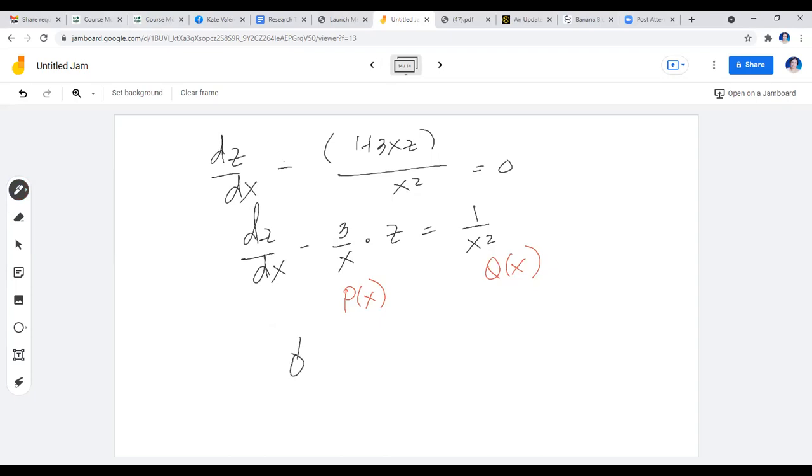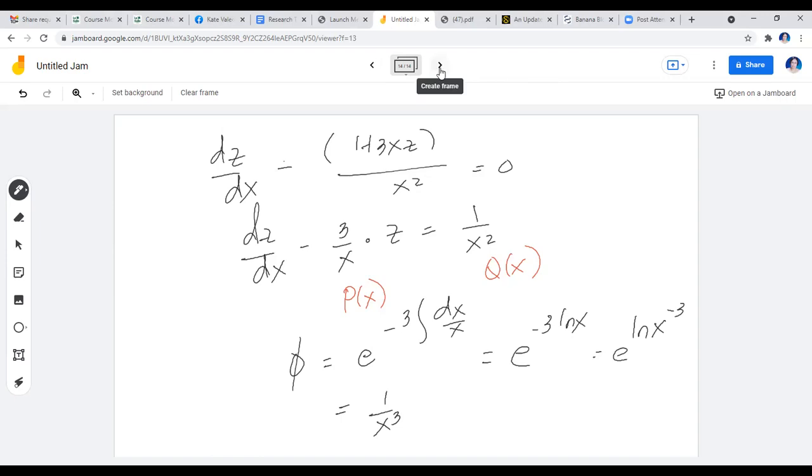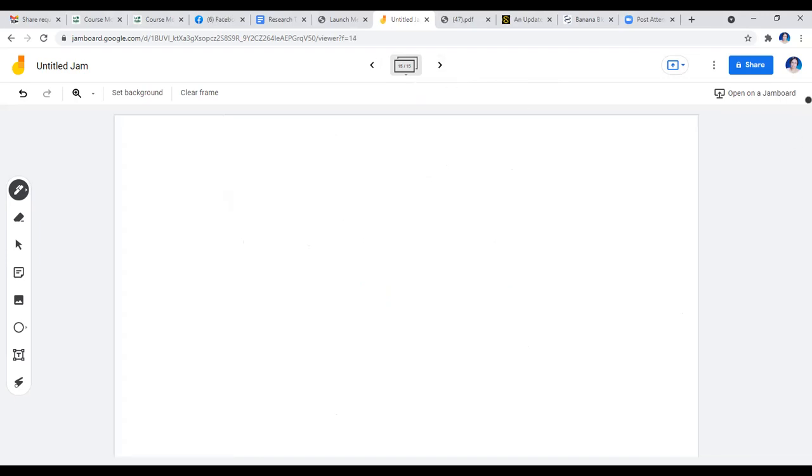So our integrating factor phi is e raised to the integral of, so this is negative 3, so I'll place it here, and I will have a dx over x. This gives us an e raised to negative 3 ln of x. This is e raised to the ln of x raised to negative 3, which is actually 1 over x cubed.